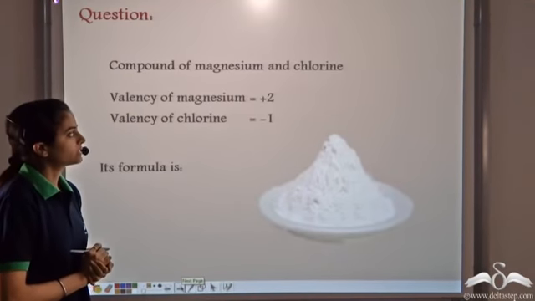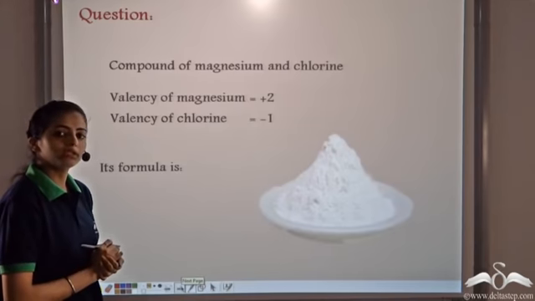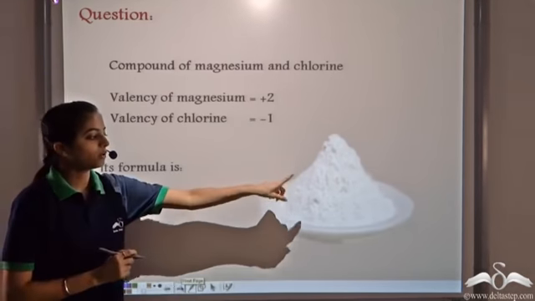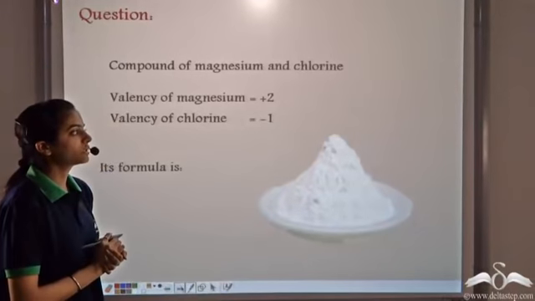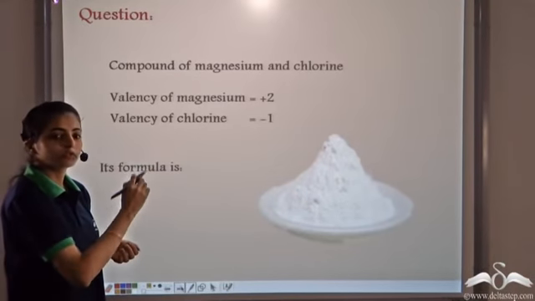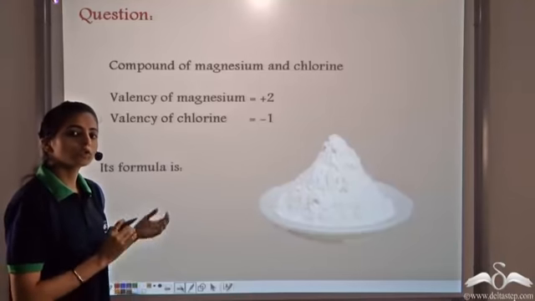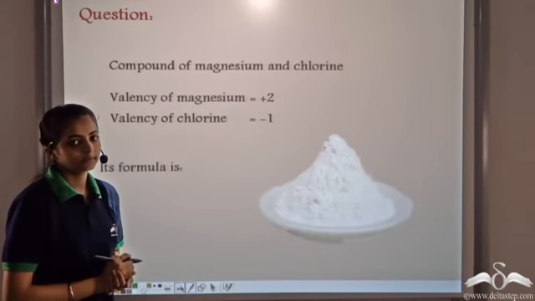So let's solve a question here. We have a compound of magnesium and chlorine. This compound is a white colored powder. So valency of magnesium is +2 and that of chlorine is -1. So what's the formula of this compound?